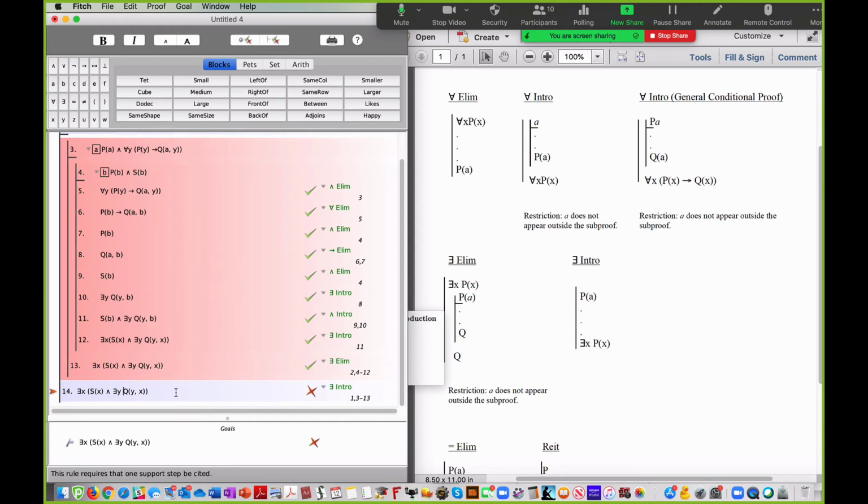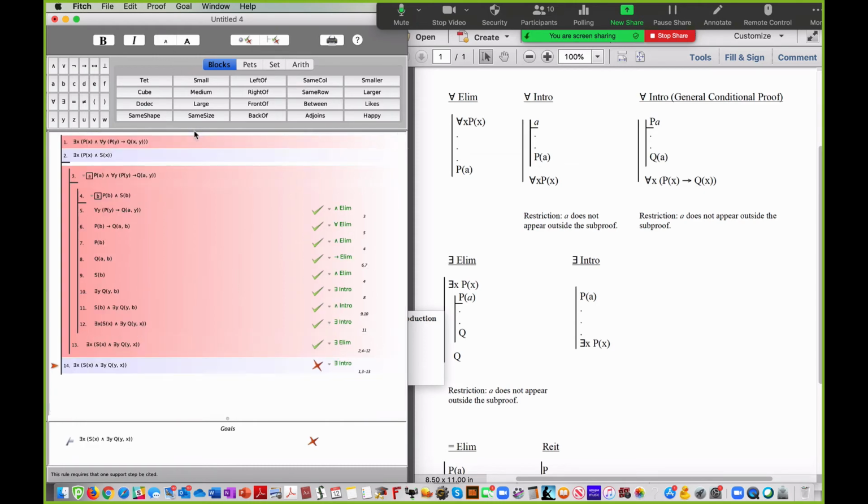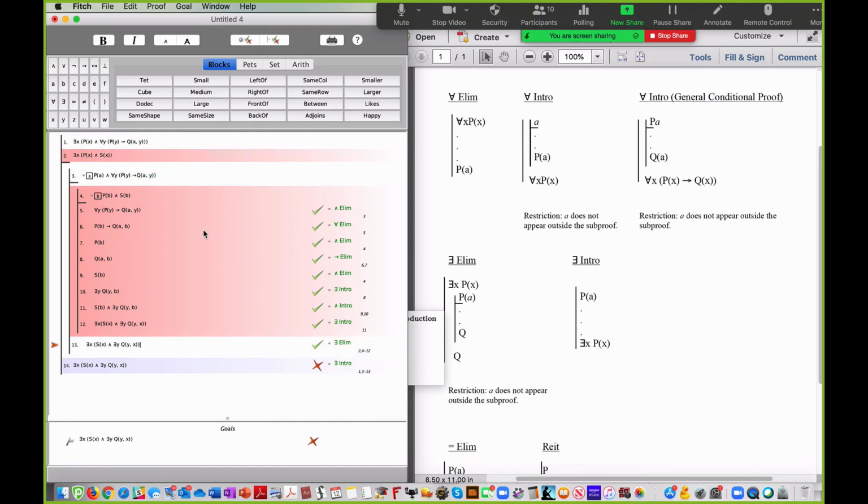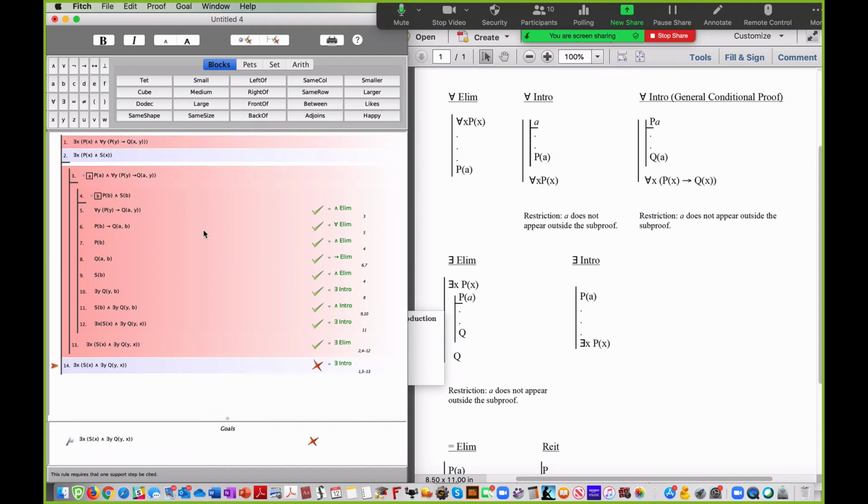So which one? Sorry, let me make the font even smaller. Okay. So where are we? Existential. One support step beside it.